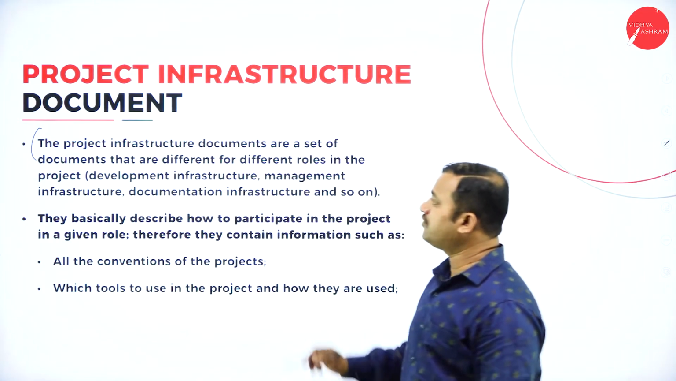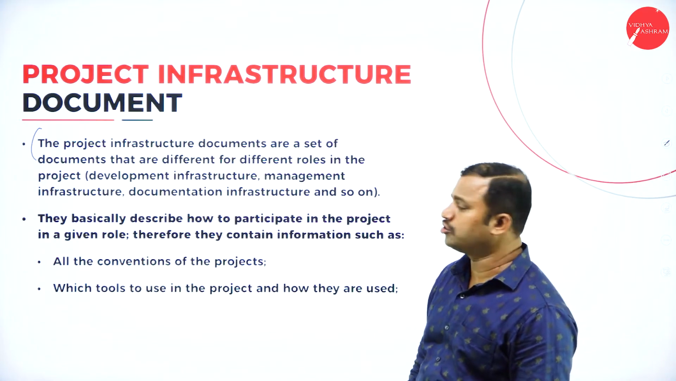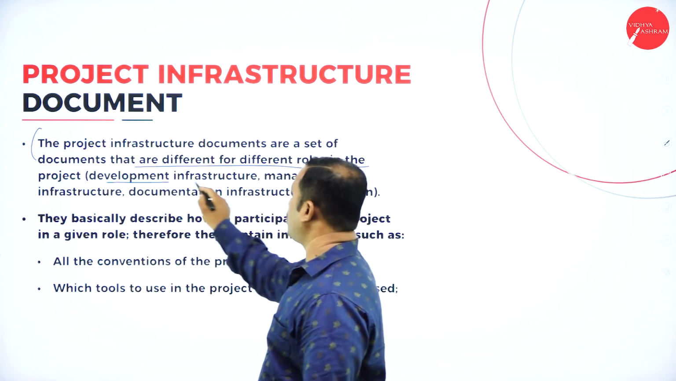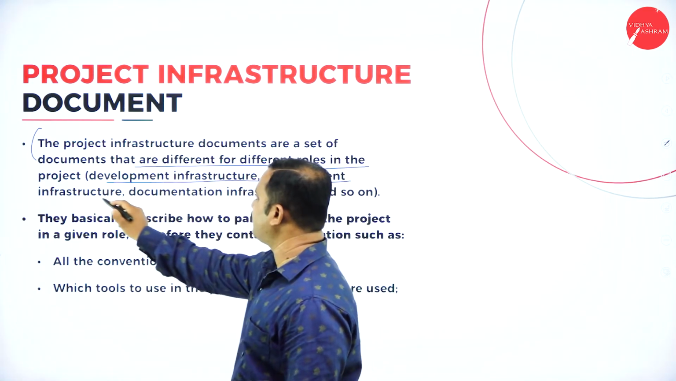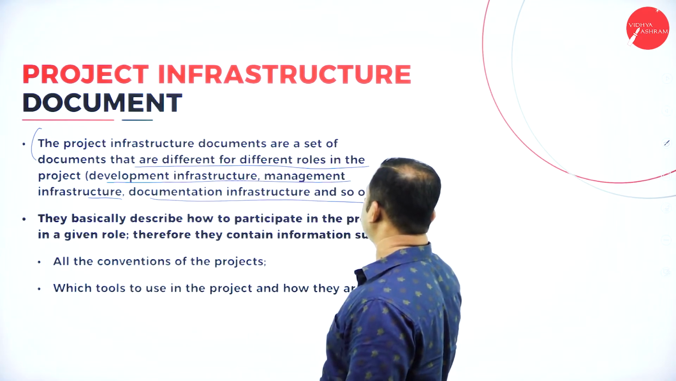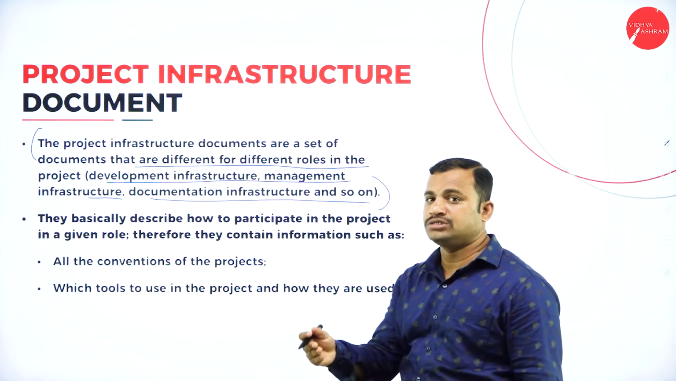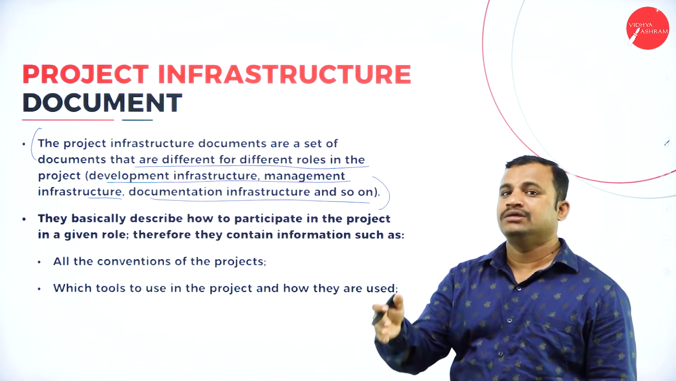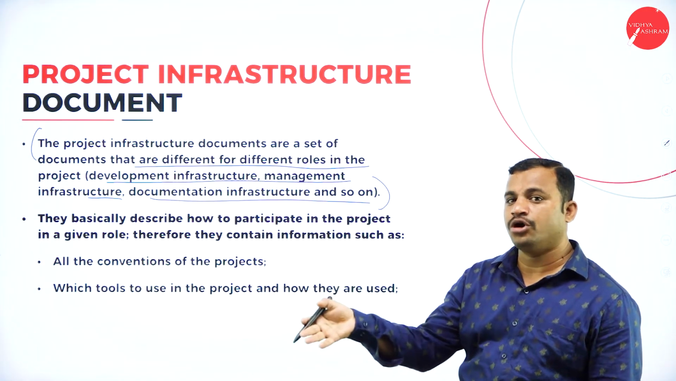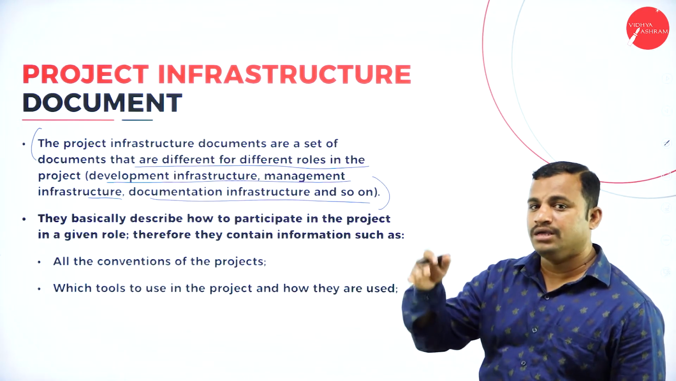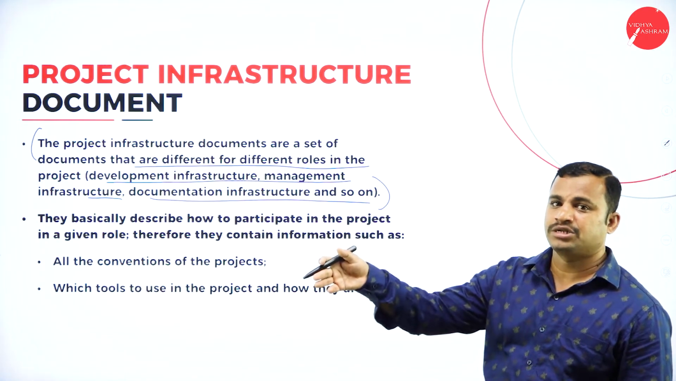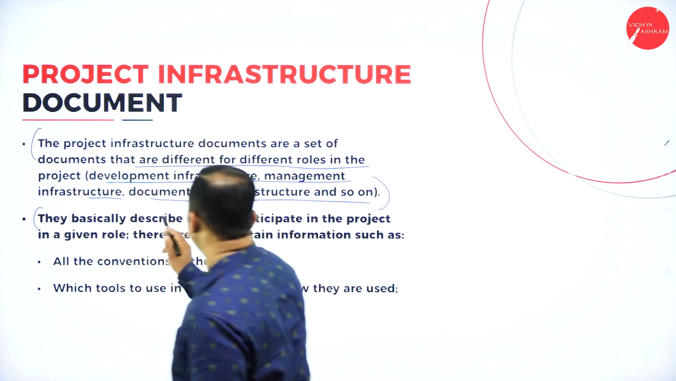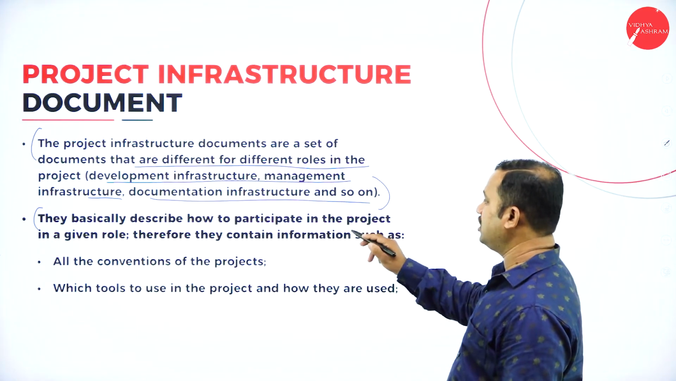The project infrastructure documents are a set of documents that are different for different roles in the project. Project infrastructure management includes the infrastructure, the documentation infrastructure, and so on. The person who does the documentation will also be included in the team so that the description of that particular module is described while implementing the design descriptions in the form of coding. So basically, they describe how to participate in the project in a given role.